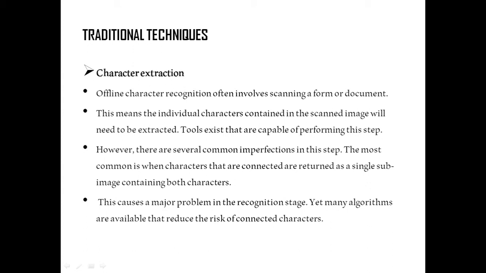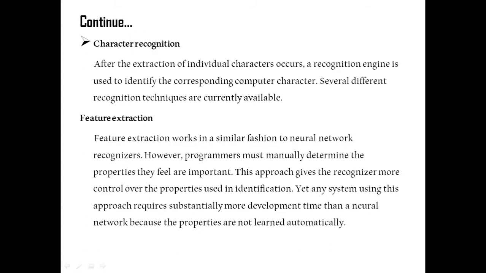The most common is when characters that are connected or written as a single sub-image containing both characters. This causes a major problem in the recognition stage, yet many algorithms are available that reduce the risk of connected characters.